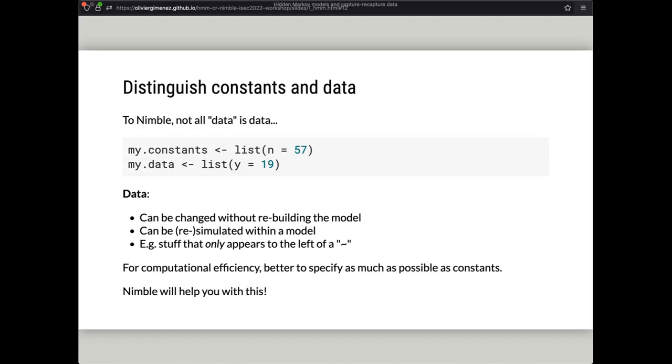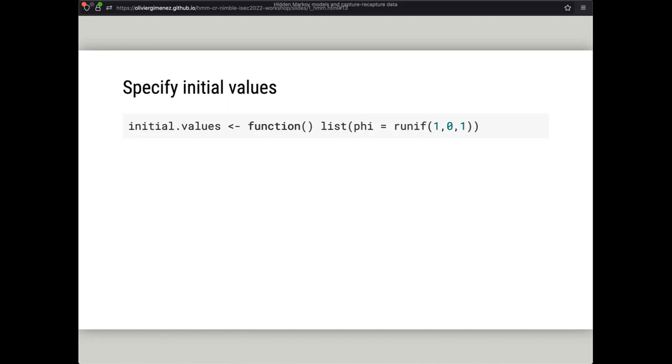Okay, then we specify initial values for the algorithms to start. We could use fixed values, but here for convenience, we're going to use an R function, and we put in a list initial values for phi. So here you generate one value from a uniform distribution between 0 and 1. Okay, so that's the prior for the survival probability.